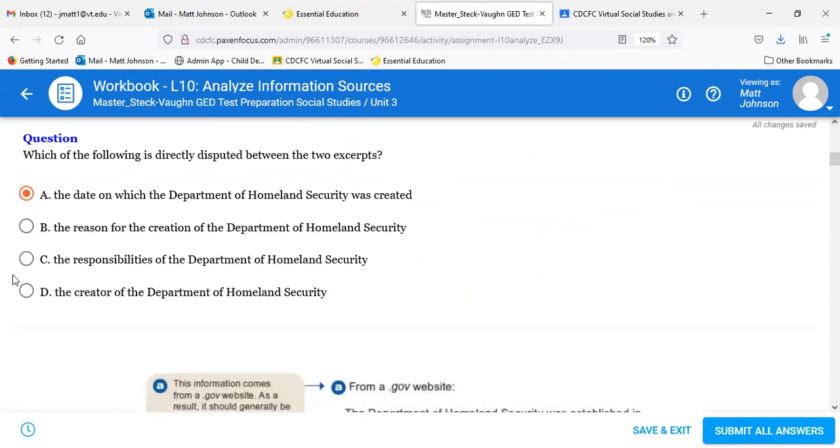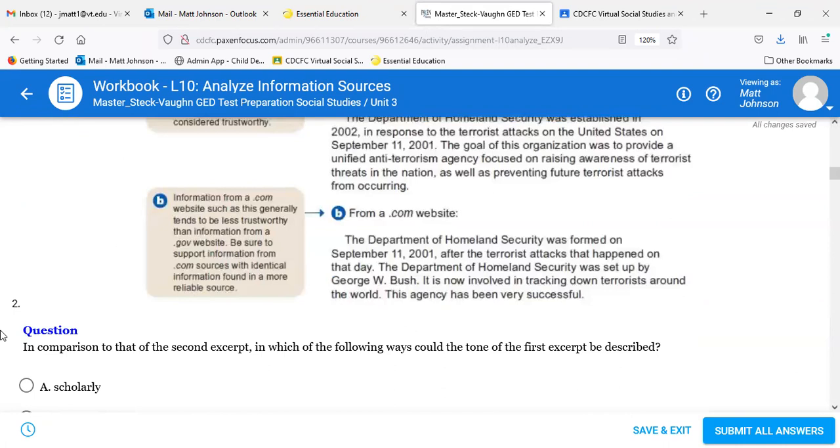Okay, and number 2, we have the same information. Let's see, Sasha Gay, could you read number 2 there for us?